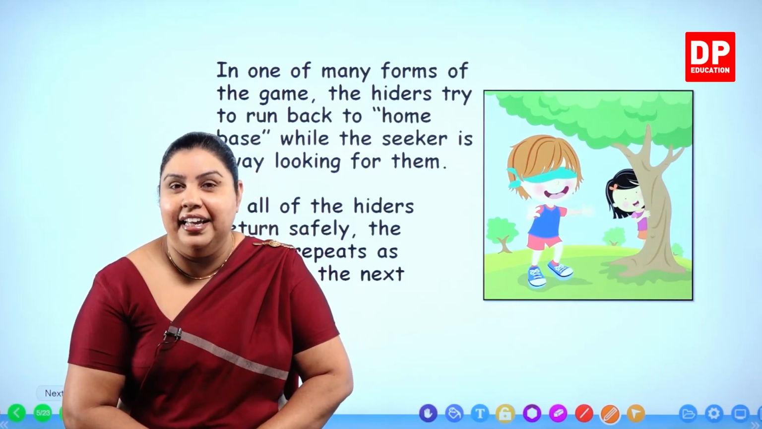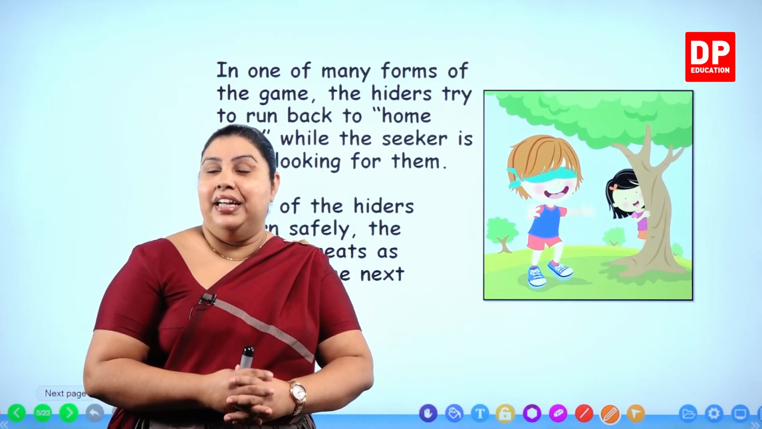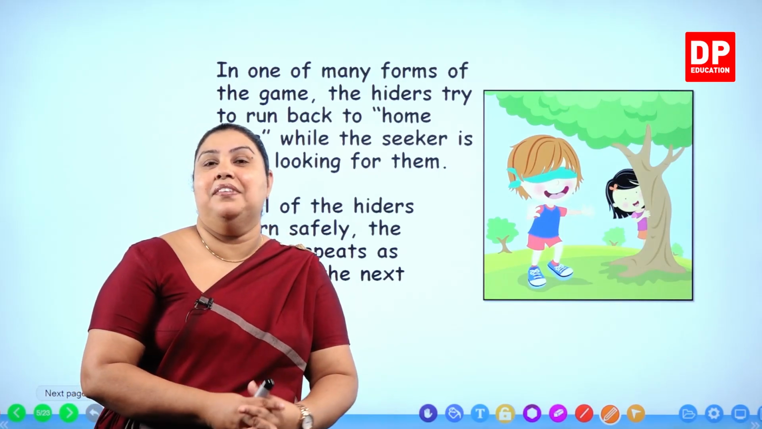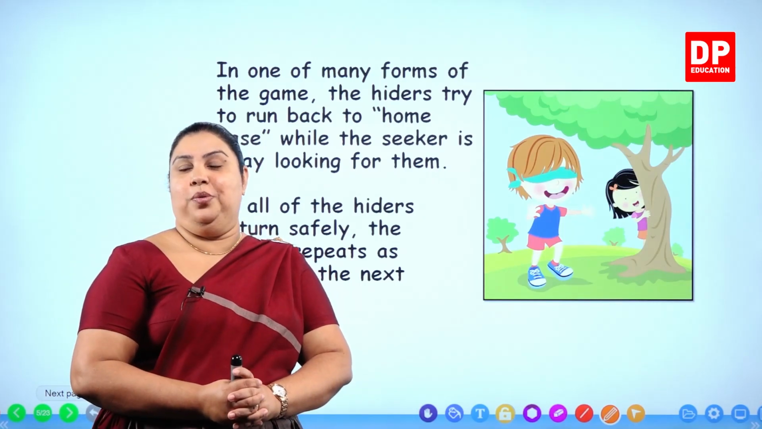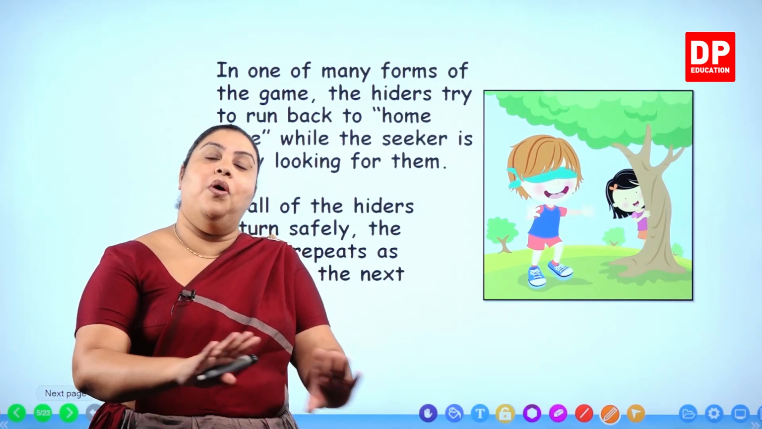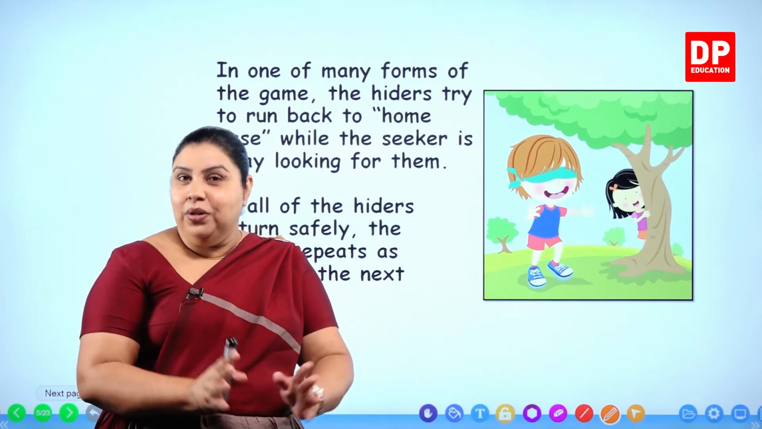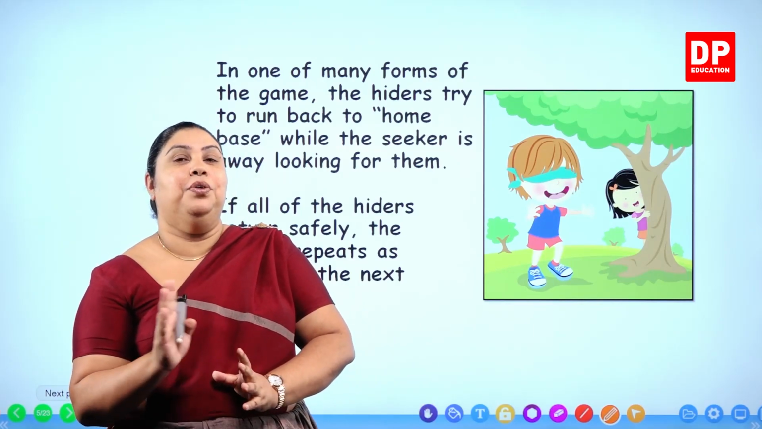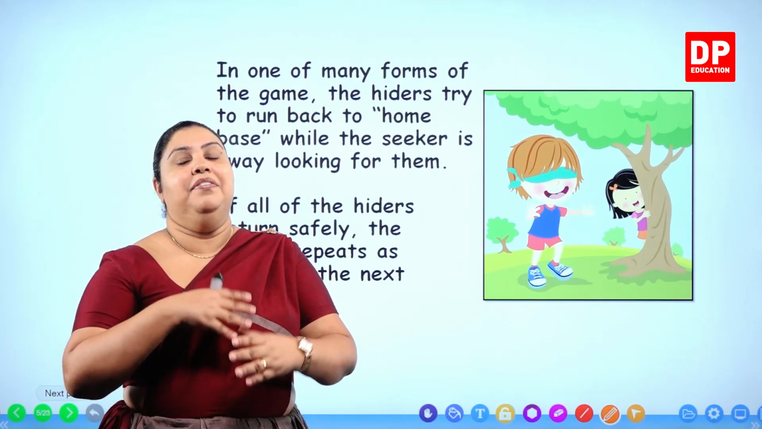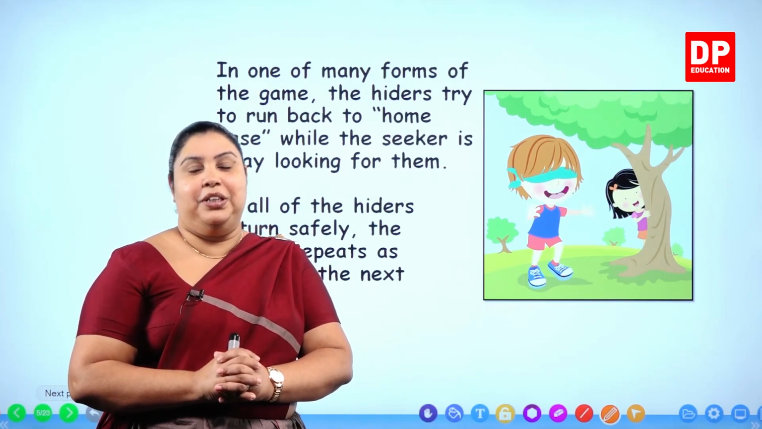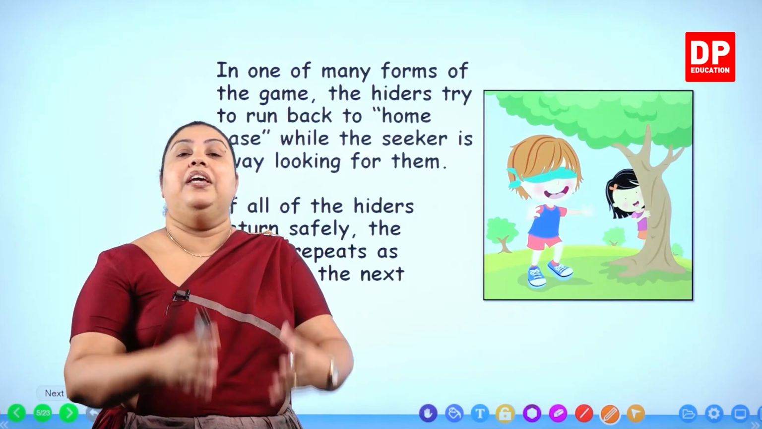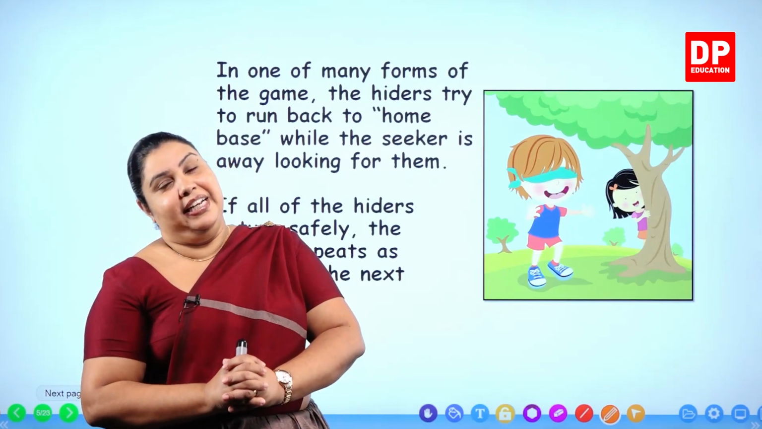Then the same person will be the seeker the next round. They all hide, and then without getting caught by the seeker, if you can come to the post that he was standing, they all will be the winner. So he will have to repeat it in the next round as well.